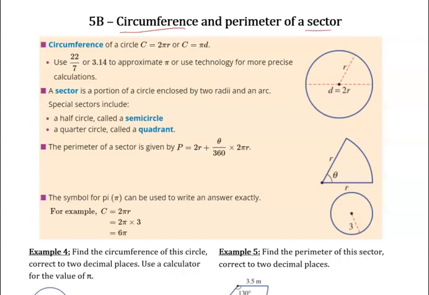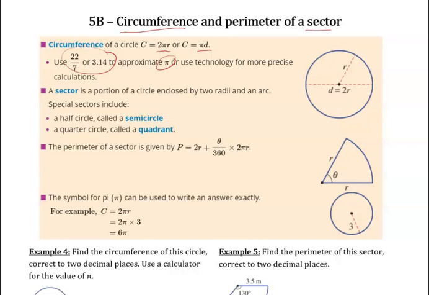So we can use approximations of pi, these two here, or we could use the pi button on our calculator to get an exact answer. So the circumference is 2 times pi times the radius, or pi times the diameter. And if you think about it, the diameter is 2 radii. So they're both saying the same thing. It just depends on what information you've got.